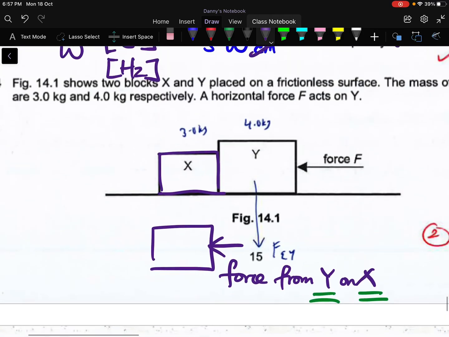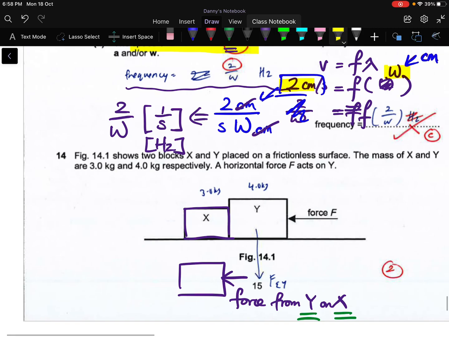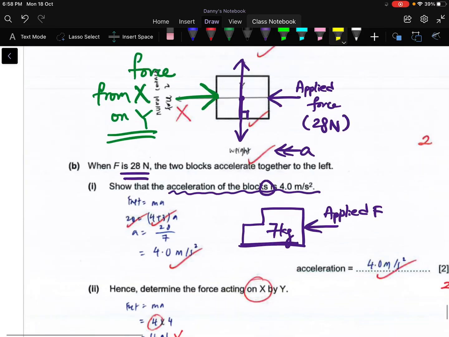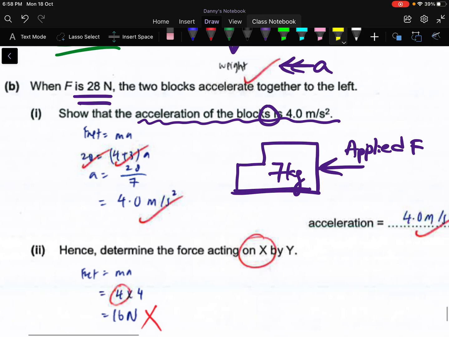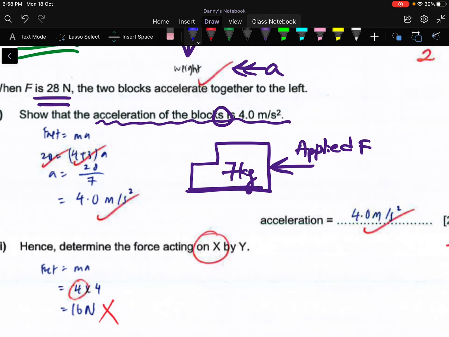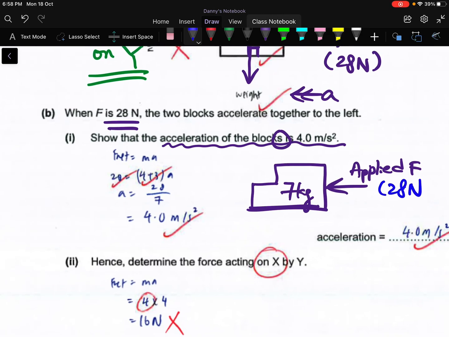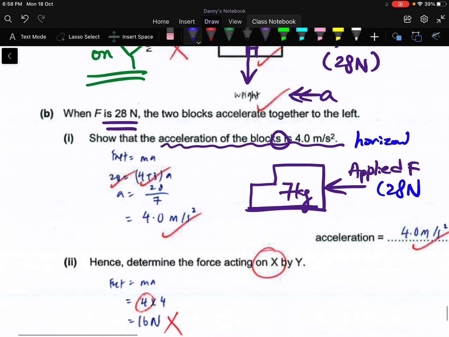And you also notice that there is no friction because the surface is frictionless. So because of that, your free body diagram of these combined blocks will look like this, with the applied force of 28 Newton. You may be asking, teacher, do I need to consider the weight and normal contact force? You don't need to, because in this case, we are only analyzing the horizontal forces. Because the acceleration given to us is horizontal.